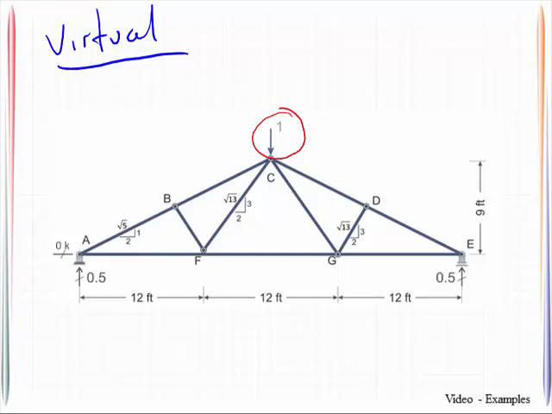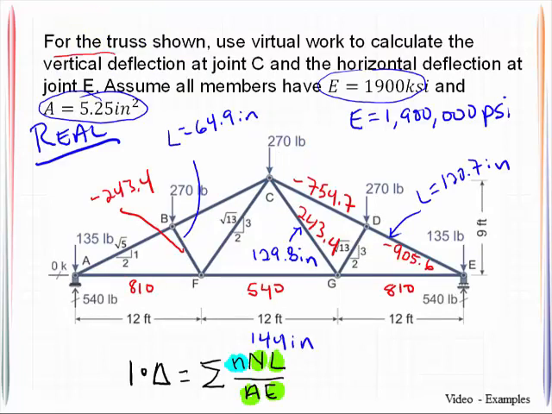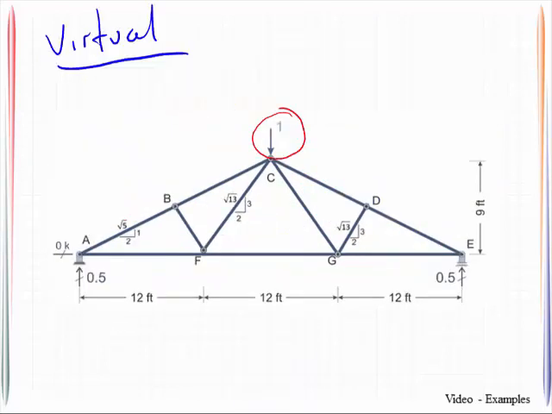Now why at point C? Because the problem statement asked us to find the vertical deflection at joint C. So we place a unit load and we then proceed with the analysis. It may be very helpful for you to recognize when doing these types of things that identifying zero force members becomes very, very helpful. So for example, look at joint B.